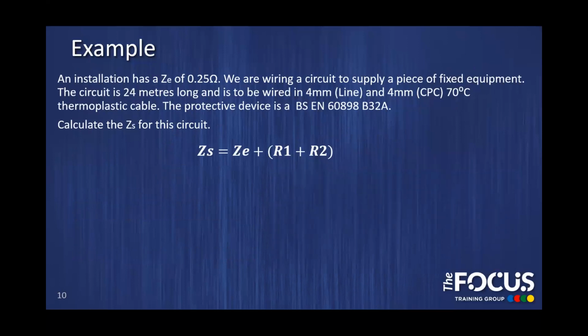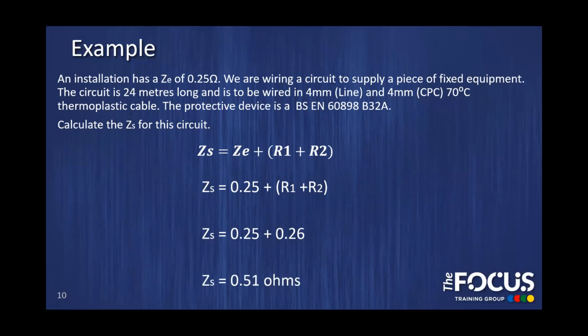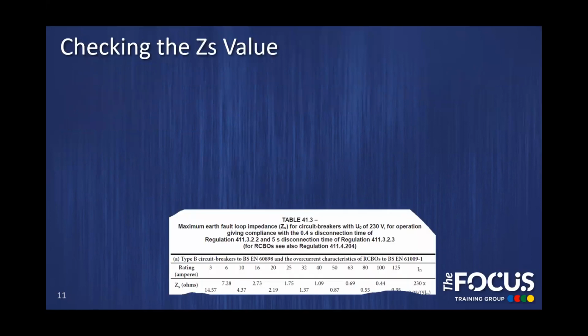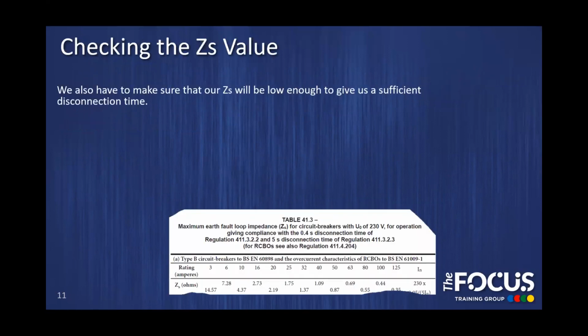Once we've got all those values, we can put them together to get our overall ZS. So ZS equals 0.25, which was our ZE, plus our R1 + R2 value, which we calculated to be 0.26. So overall, ZS equals 0.51 ohms. The overall ZS of that circuit would be 0.51 ohms. Now we've got that value, we also have to make sure that our ZS would be low enough to give us a sufficient disconnection time.